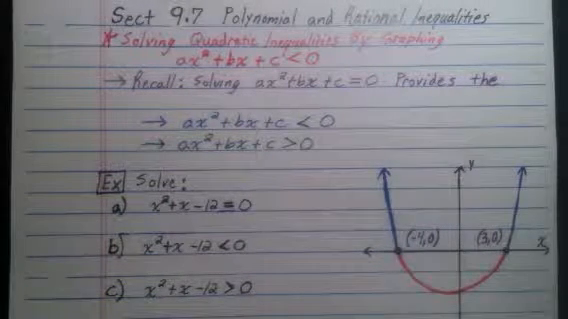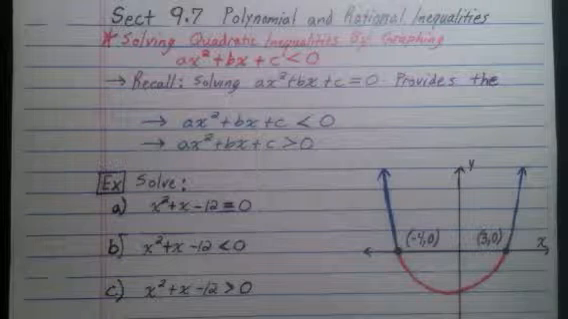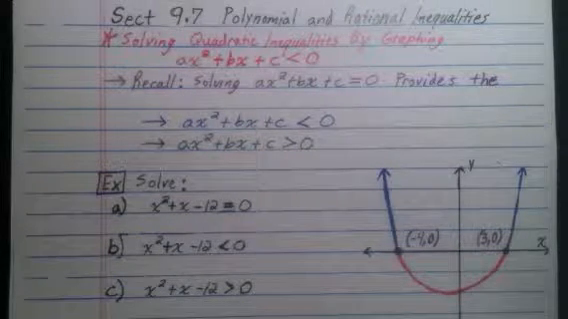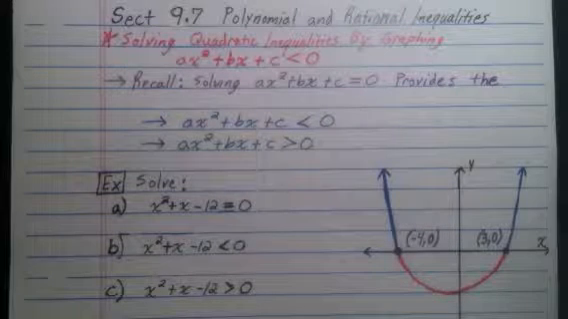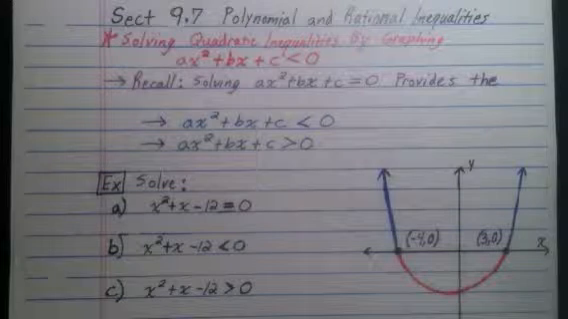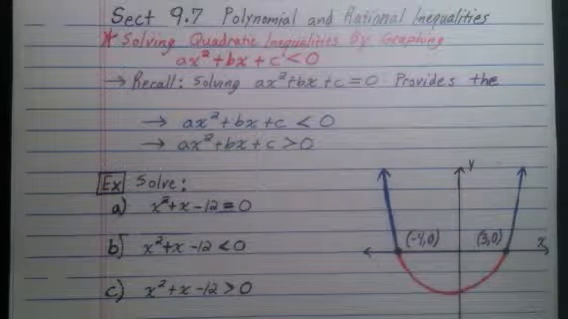Section 9.7, Polynomial and Rational Inequalities. So here in our last section now, we're going to look at how to solve a quadratic inequality first. And we do that by graphing, the first method. I'll show you how to do this.